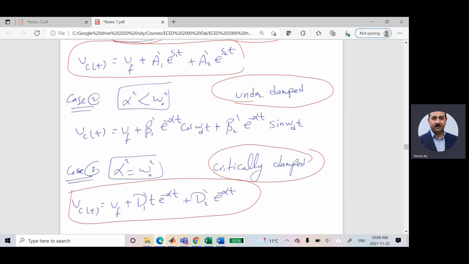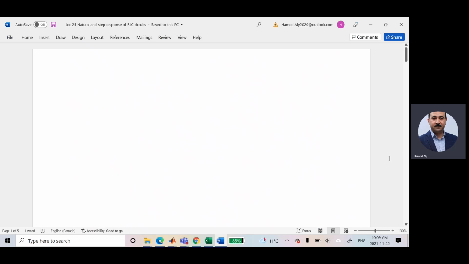So let me conclude for you what I have to do for solving any problem. Before, we have already derived the equations for RL or RC. But for RLC, we have two different versions because it could be parallel or series. So if we are talking about natural response, RLC, parallel circuit.